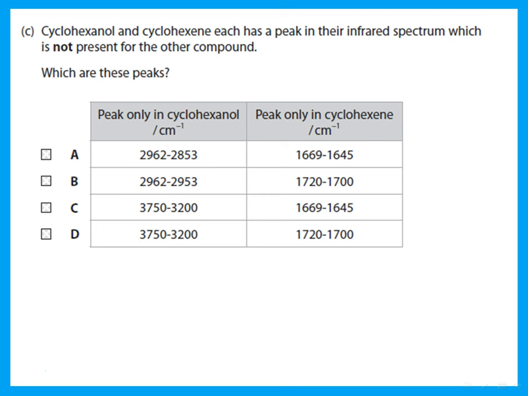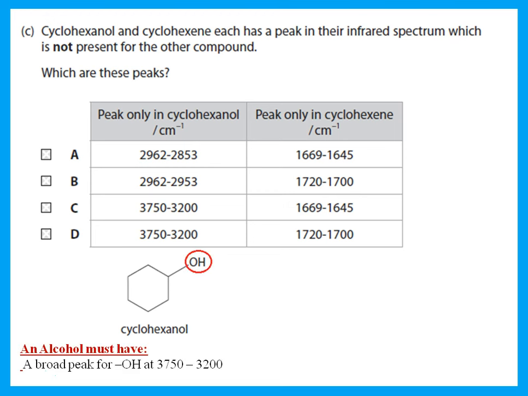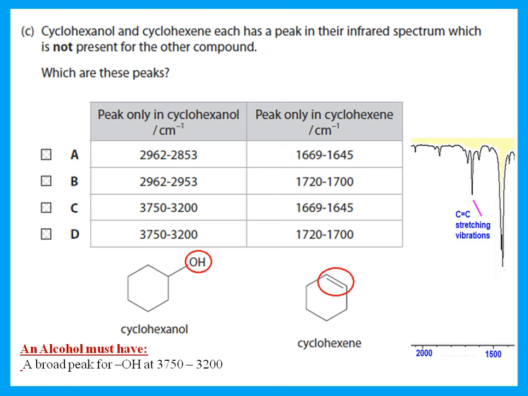Okay? Cyclohexanol and cyclohexene each has a peak in their infrared spectrum which is not present for the other compound. Which of these peaks? So let's take a look at cyclohexanol. This is an alcohol, so it will have the peak for alcohol, which is at about 3750 to 3200. So actually my answer is C. Now cyclohexene, you should remember that alkenes, this is an alkene, will have a C double bond C stretch at about 1669 to 1645. So these are the IR spectra.